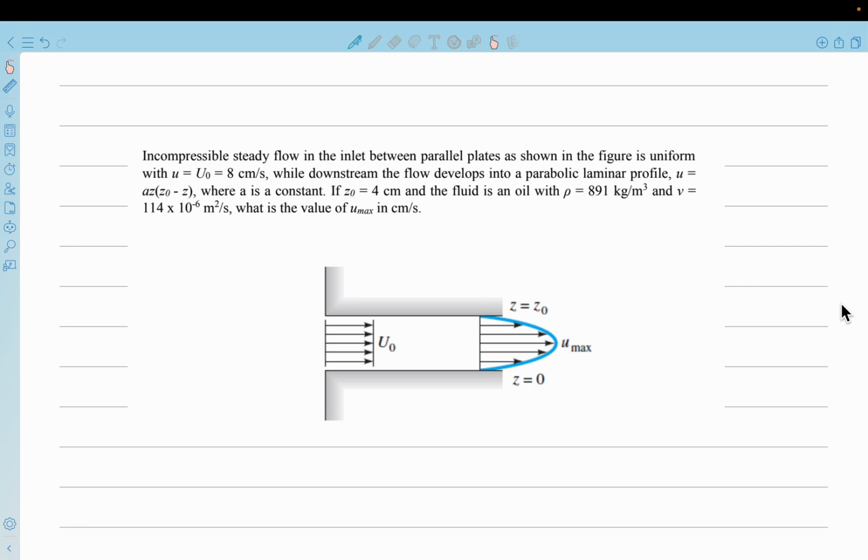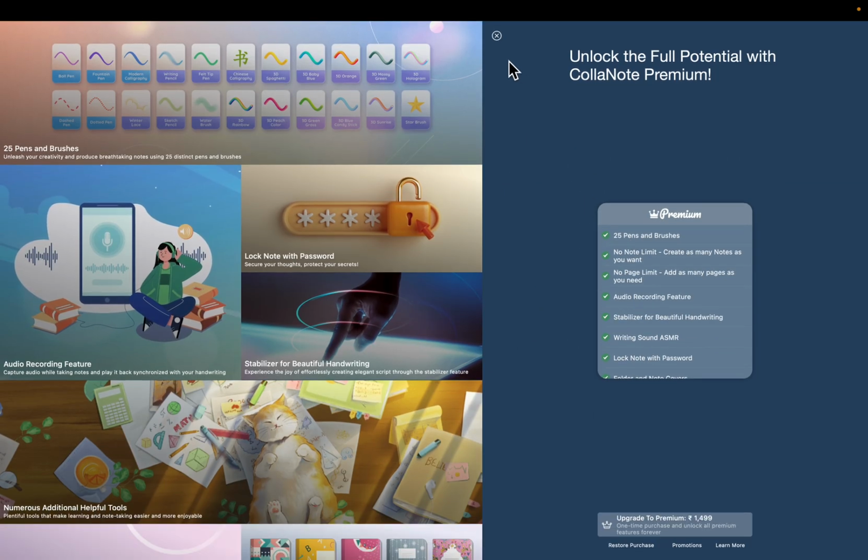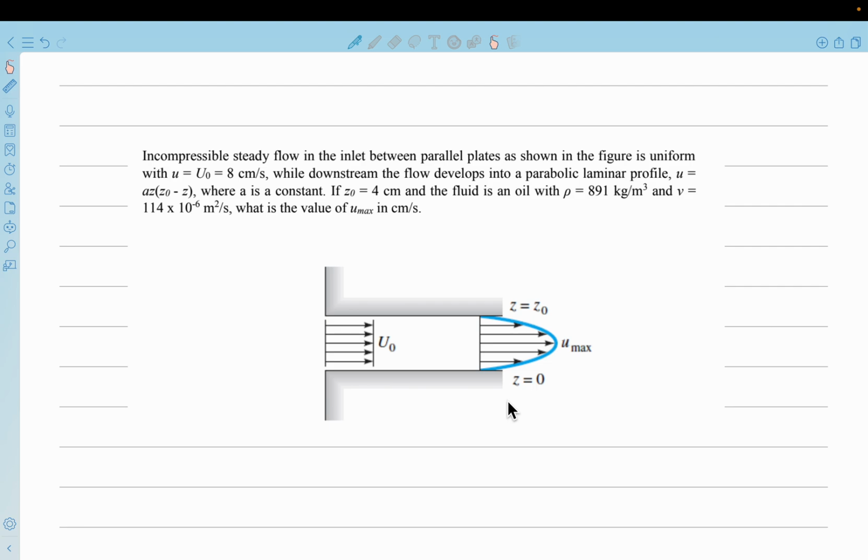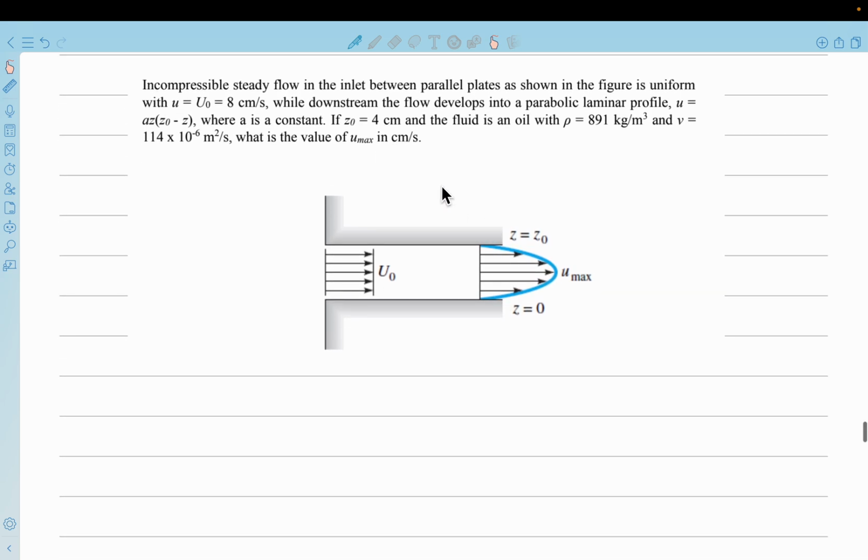So let us move to the next question. Now again we have an incompressible steady flow and we have two parallel plates. There is a flow between two parallel plates as shown, and it is uniform initially. But at the outlet, the flow assumes a parabolic profile. You're given all the necessary values. What we need to find is the maximum velocity at this central location.